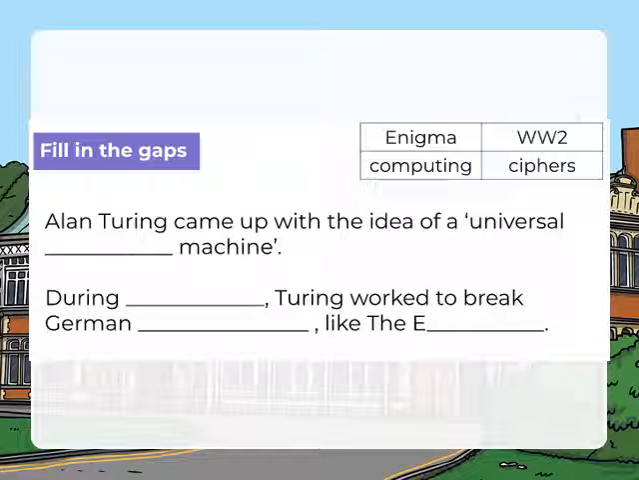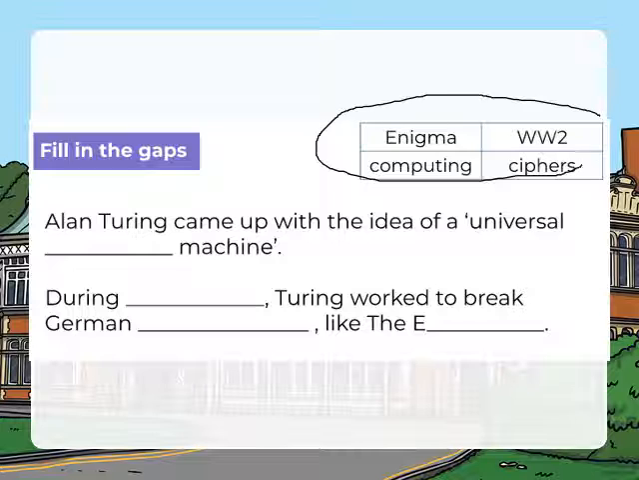Now we are going to fill in the gaps here, and just to go through the words which are in the box, these are the words that you're putting in the sentences. The word enigma, which is a type of code, World War II, computing, and cipher. Remember, cipher is just another word for code.